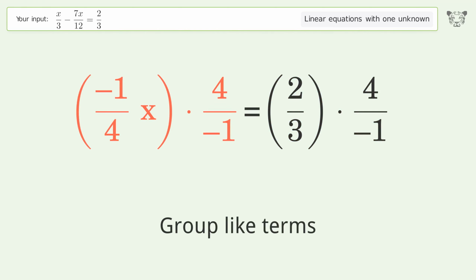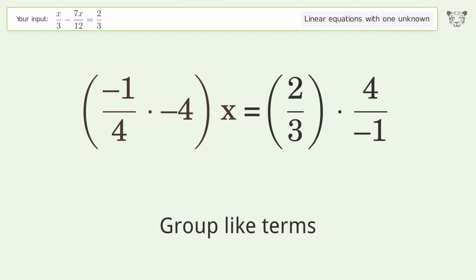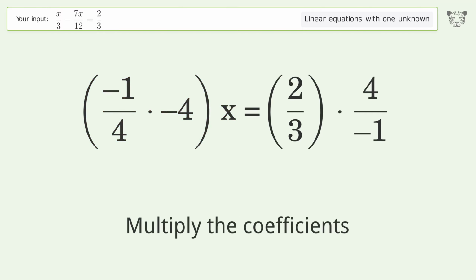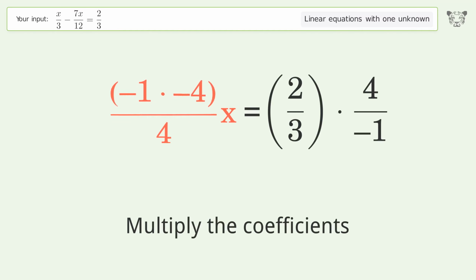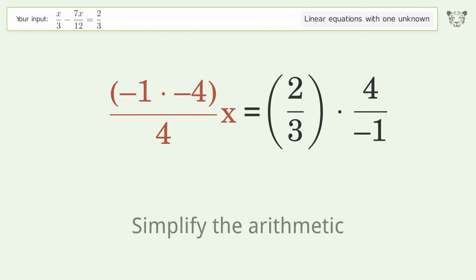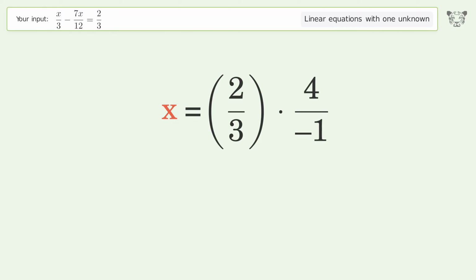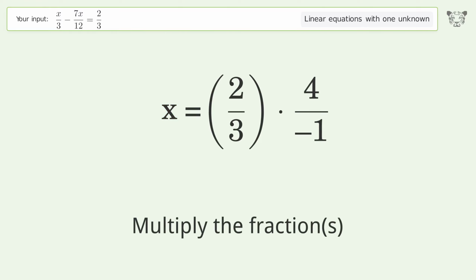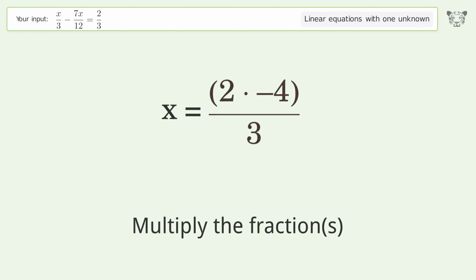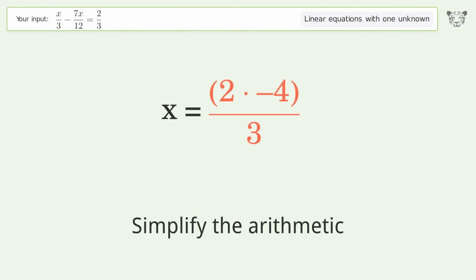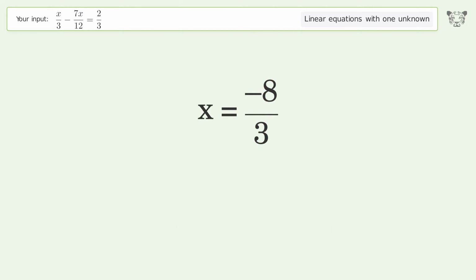Group like terms. Multiply the coefficients. Simplify the arithmetic. Multiply the fractions. Simplify the arithmetic. And so the final result is x equals -8/3.